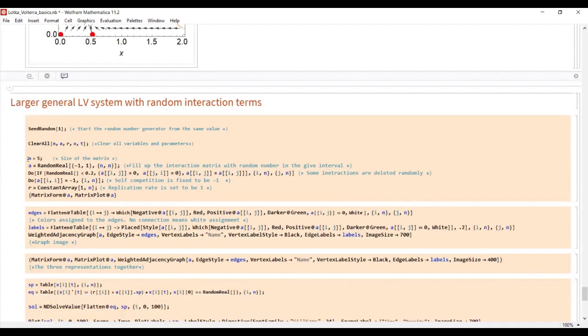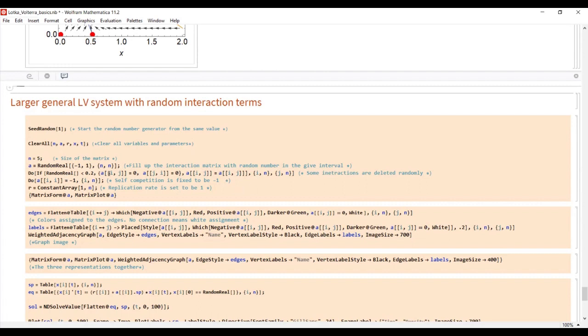And yeah, again, I cleared all of the variables, which is very helpful in case of Mathematica. And the size of the matrix let be 5, which means that we have 5 different species. And we define the matrix A, which is filled up with random real numbers between -1 and 1, an n times n matrix.